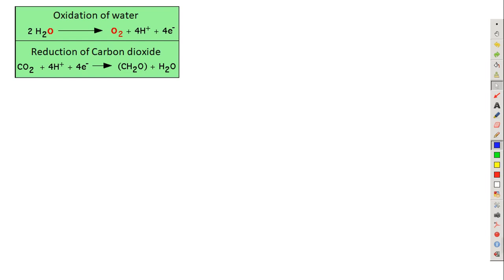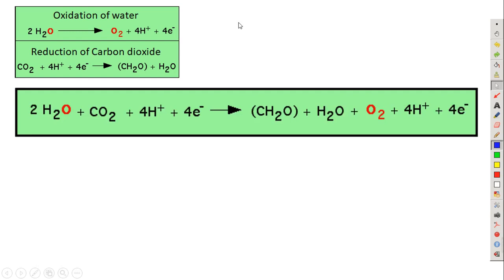But unfortunately, we'll see that to do this, plants need to do many things and have lots of mechanisms just to enable these two simple reactions. But that will be in the next part. Okay, so if we add the two equations, so if we add the reactants together, so 2H2O plus CO2 plus 4H pluses plus 4 electrons will transform into CH2O, H2O, O2 plus 4 protons plus 4 electrons.